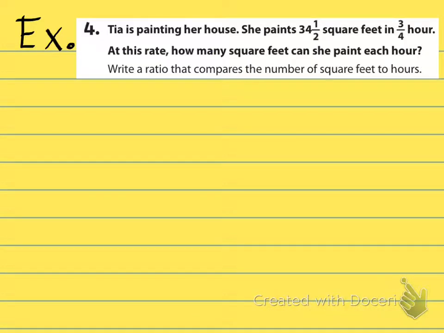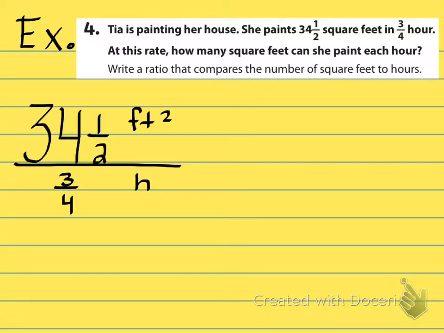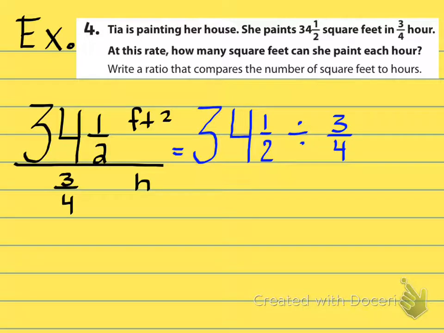For example 4, you want to write the problem again, just as we did in example 3. So make sure you write the problem. And then you're going to set it up as a ratio that compares the number of square feet to hours. So as you can see here, I've set it up as 34 1/2 feet squared over 3/4 of an hour. So now you're going to go ahead and convert that into the division sentence. So I've done that here. Then we need to make 34 1/2 into an improper fraction. I've done that here. We did 34 times 2 should give you 68 plus 1 is 69. So we get 69 over 2 divided by 3/4.